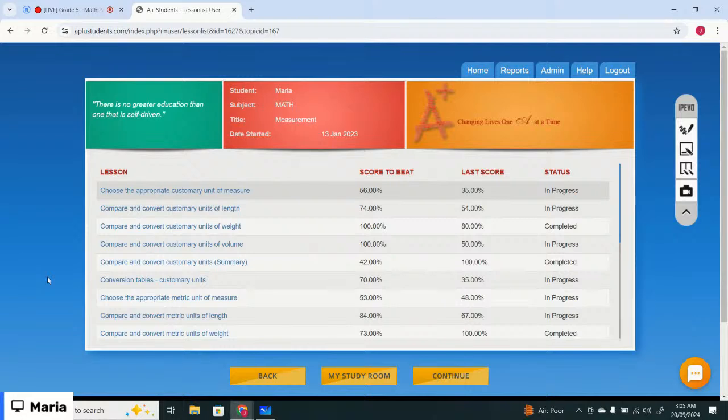Here I'm on grade 5 math. The chapter we are on right now is measurement. So let's just start with the lesson that is conversion tables, customary units.